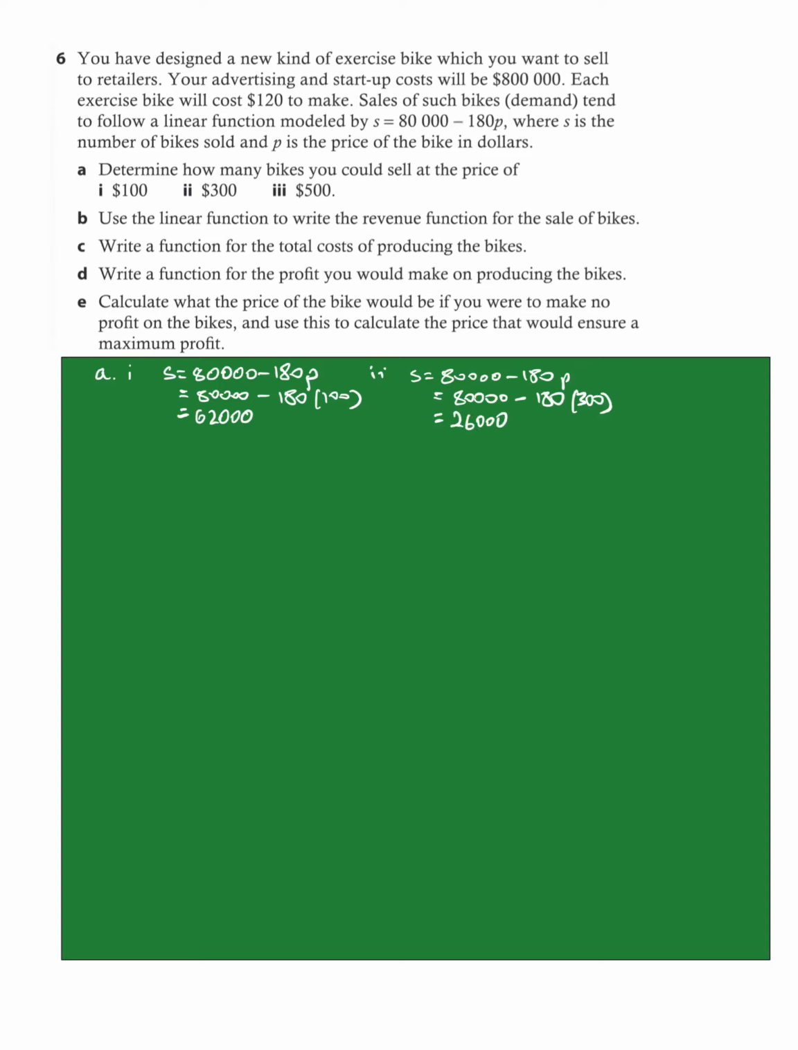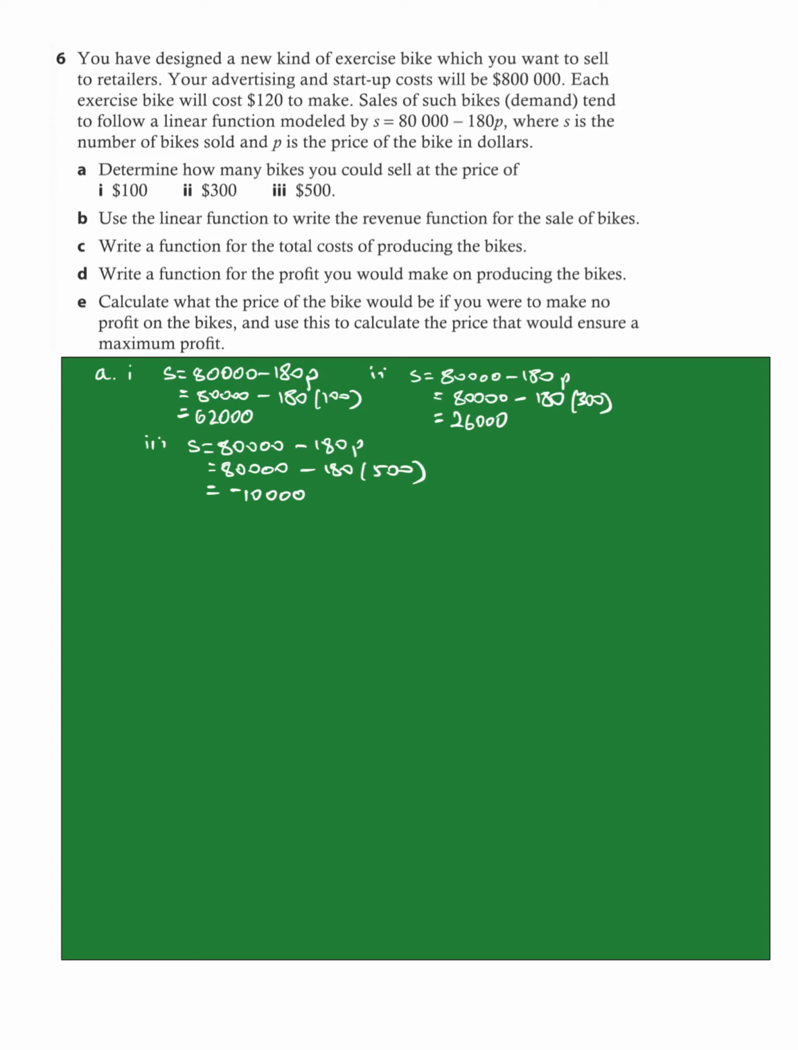And the last one, number 3, S equals 80,000 minus 180p, and that is 80,000 minus 180 times 500. Well, that number comes out to be minus 10,000, and you can't have sales of minus 10,000. So let's call that 0. In this case, that is equivalent to 0.